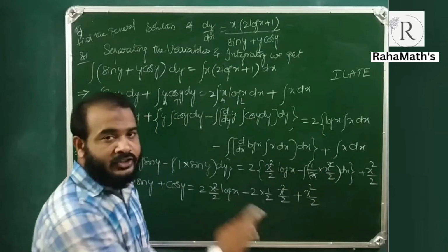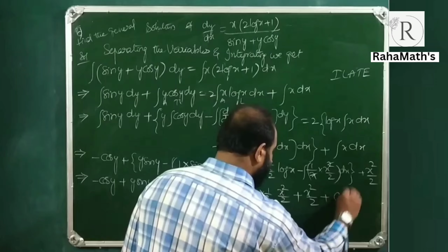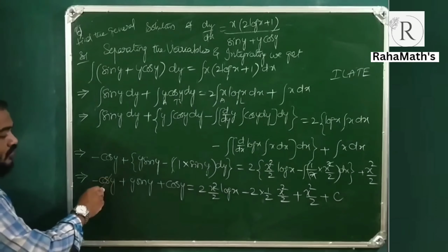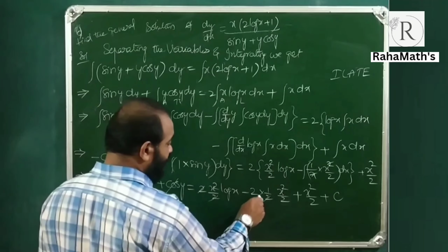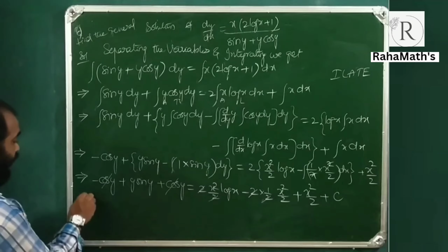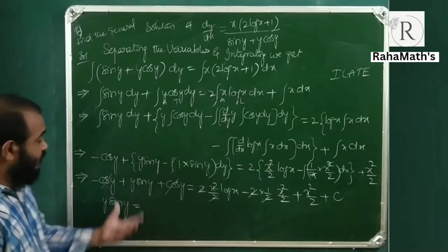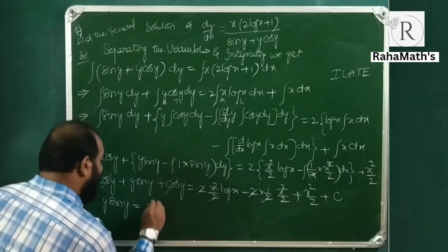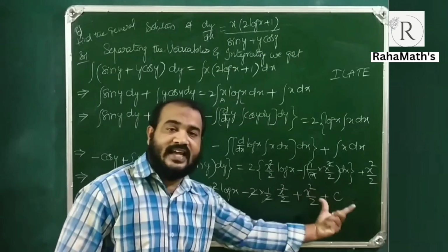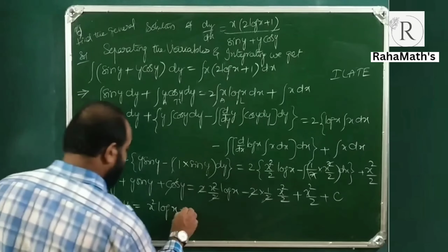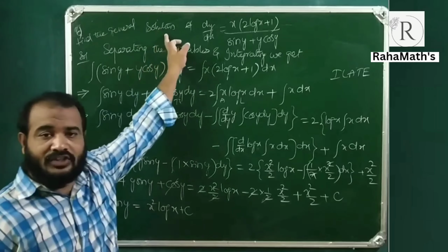Since the process of integration is over, we need to add plus c at the end. So plus c. So now this is minus cos y plus cos y gets cancelled. This 2 gets cancelled. And this 2 gets cancelled. So therefore we get y sin y. Y sin y is equals to x square log x. This minus x square by 2 plus x square by 2 gets cancelled plus c. So this is the required solution for the given differential equation.